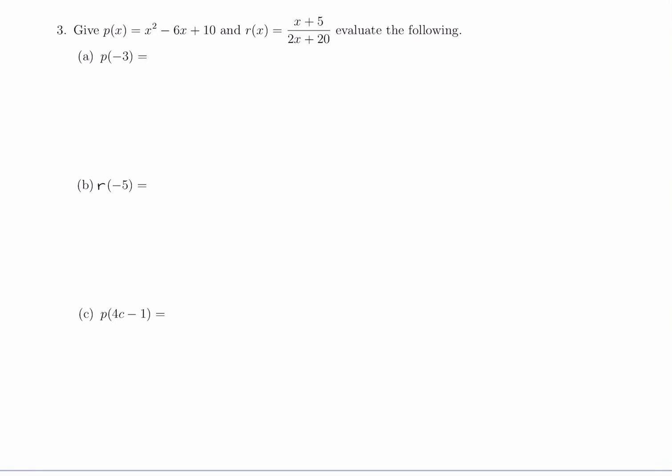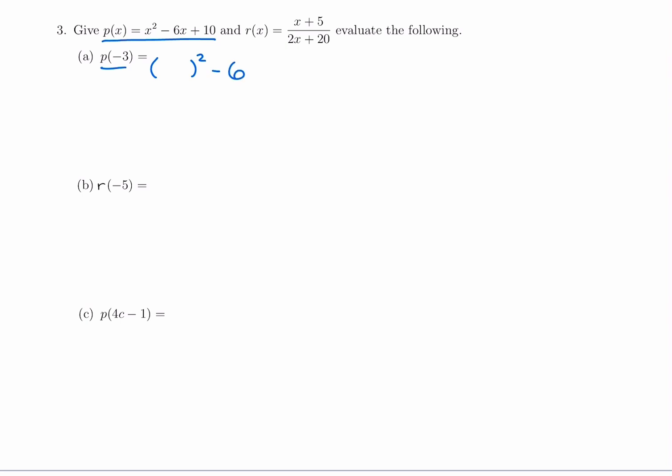Here we're going to be evaluating some functions. So we have a polynomial function, p of x, and a rational function, r of x. And we can evaluate any number or variable in here. We're going to start with p of -3, which I want to be careful to plug into the correct function. It's p of x.